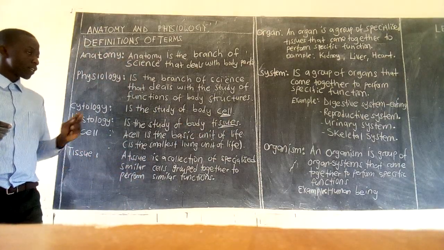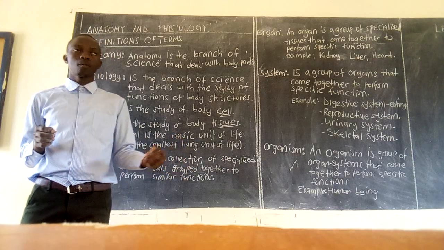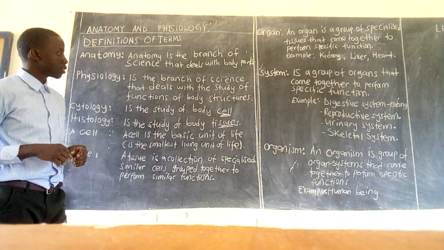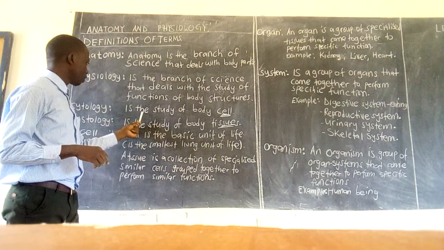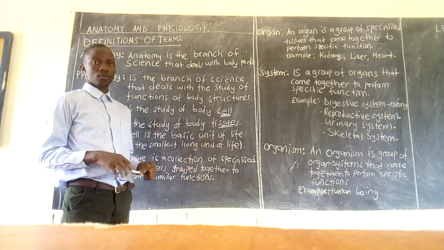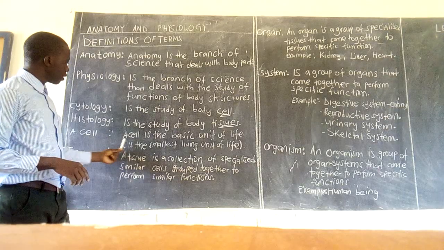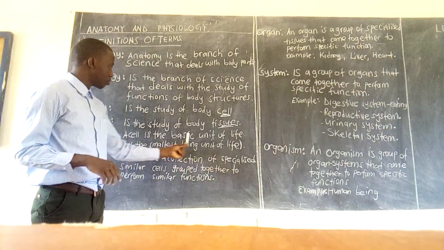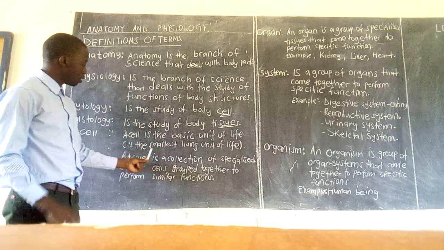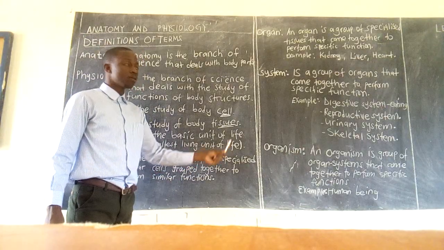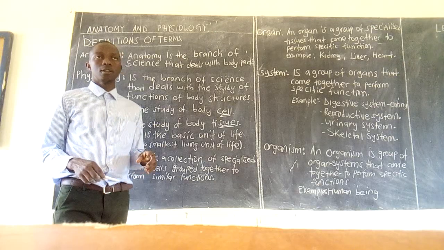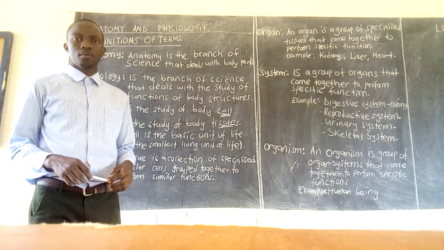So, cytology is the study of body cells. Histology is the study of body tissues. So that means, if you are saying cytology is the study of our body cells, then what is a cell? We shall say a cell is the smallest, the basic unit of life. Or we can also define it as the smallest living unit of life. So to break it down, the smallest minute component of life is a cell.